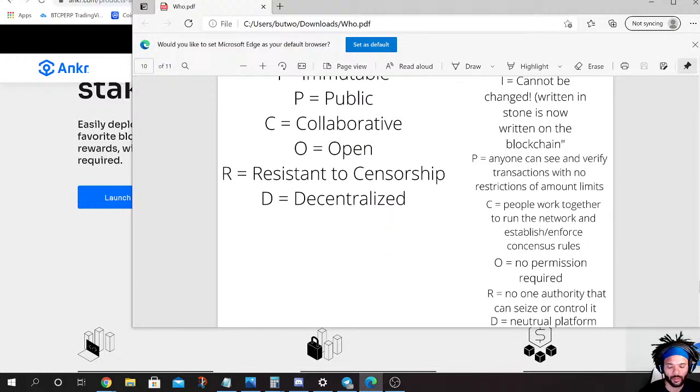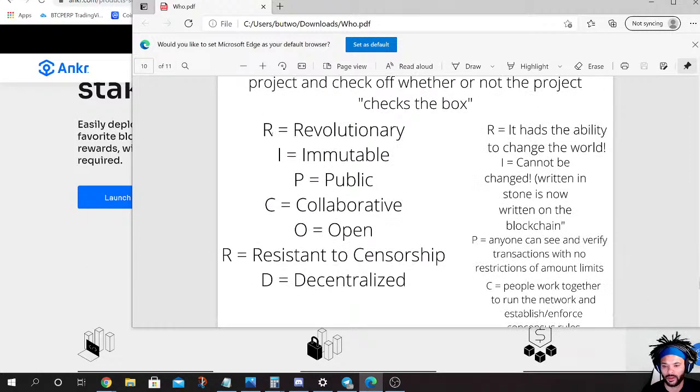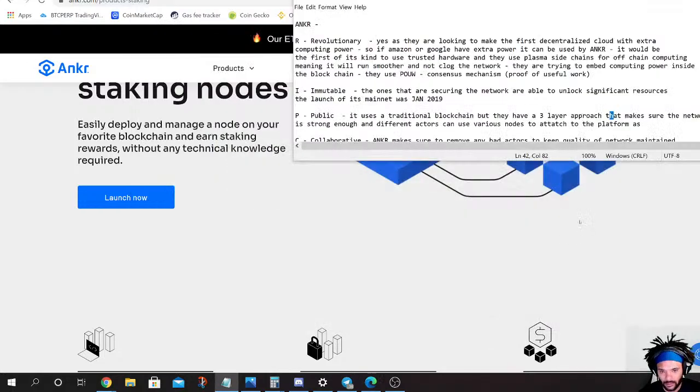Is it open? No permissions required. Does it have resistance to censorship? No one authority can seize or control it. And is it decentralized? Neutral platform, consensus overall. So I'm going to get into those and show you what's going on with those. Again, that's the acronym we're going to use: RIPCORD. Revolutionary, immutable, public, collaborative, open, resistant to censorship, and decentralized.